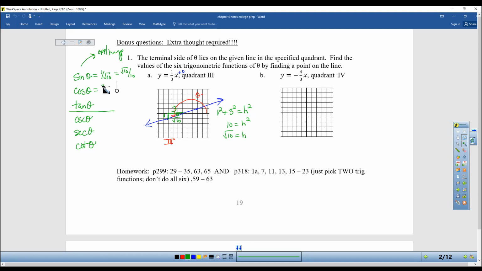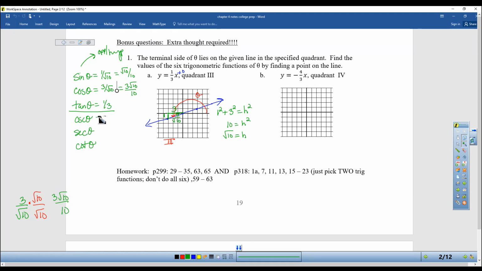Cosine is adjacent over hypotenuse, which again, if you rationalize, is 3 square roots of 10 over 10. Real quick, if you still don't know how to do that, you are multiplying the top and the bottom by the square root of 10 in order to rationalize. Tangent is opposite over adjacent.